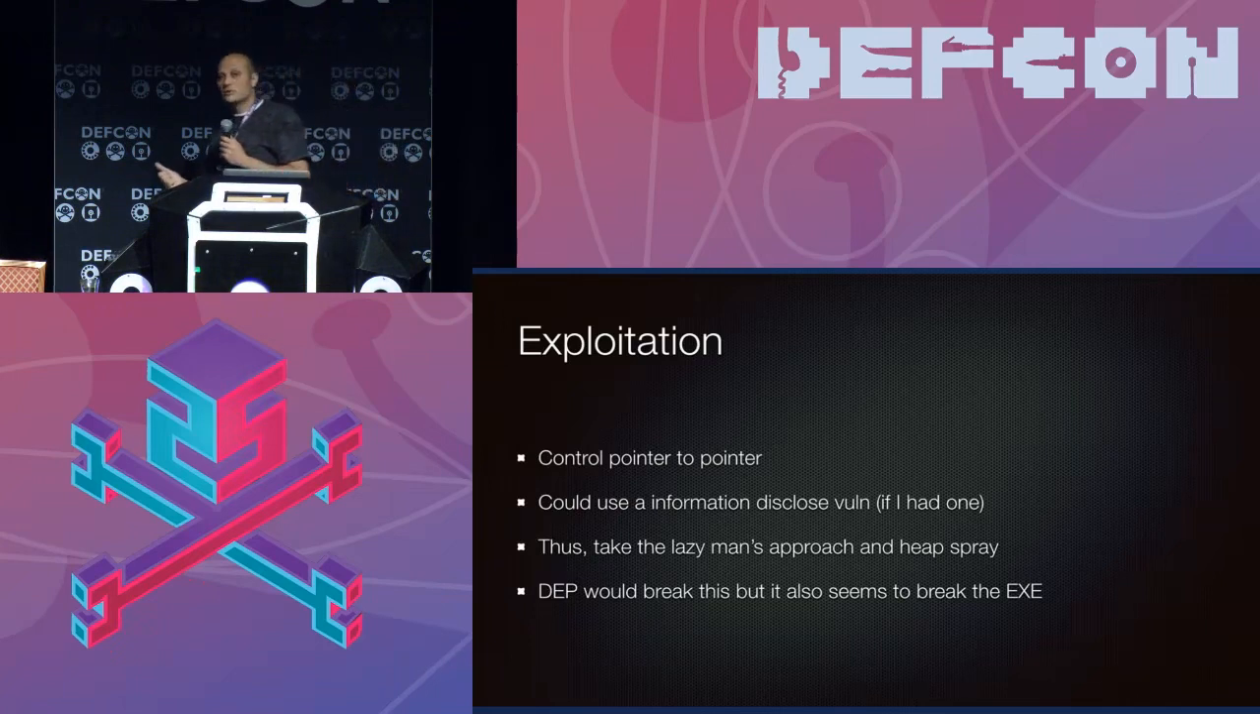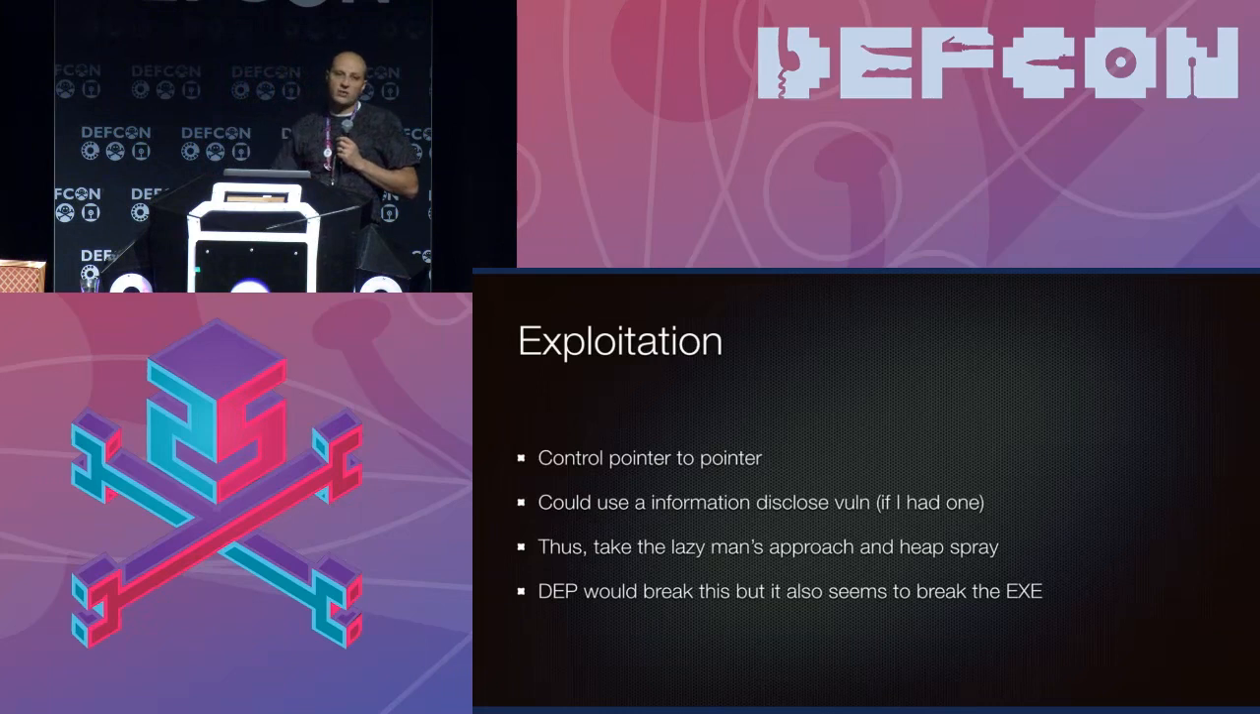DEP would break this approach, but DEP seems to break the executable. Whenever I'd run Gh0st RAT on a machine that forced DEP's execution, or if I opted in, Gh0st would just crash. It wouldn't even run. So I didn't really need to worry about DEP. That could probably be changed, but it wasn't a problem for me.